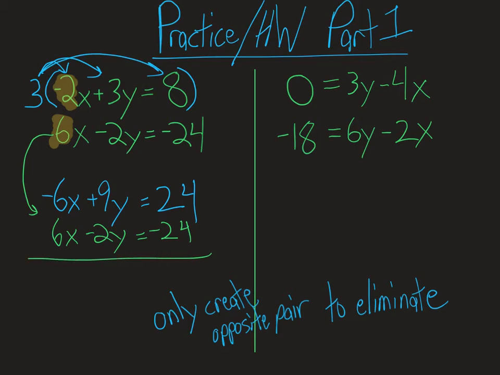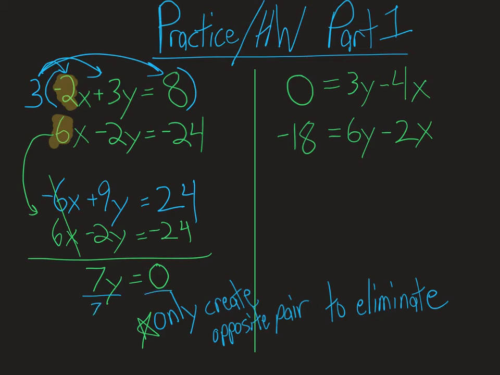Okay, and we'll combine them. There's the -6x and +6x. That's that opposite pair I'm talking about. Okay, I've created my opposite pair to cancel. 9 and -2 will be a 7y. And 24 minus 24, no, turns out to be 0. That's okay. That doesn't mean we've done anything wrong. It doesn't mean there's any kind of a special case going on. We would continue solving at this point.